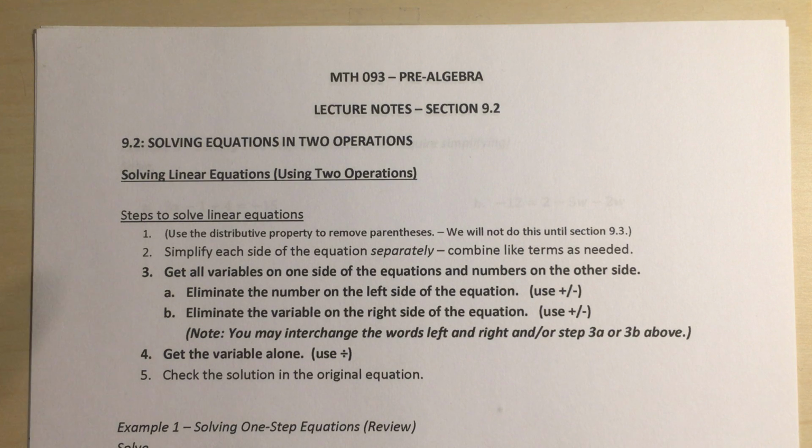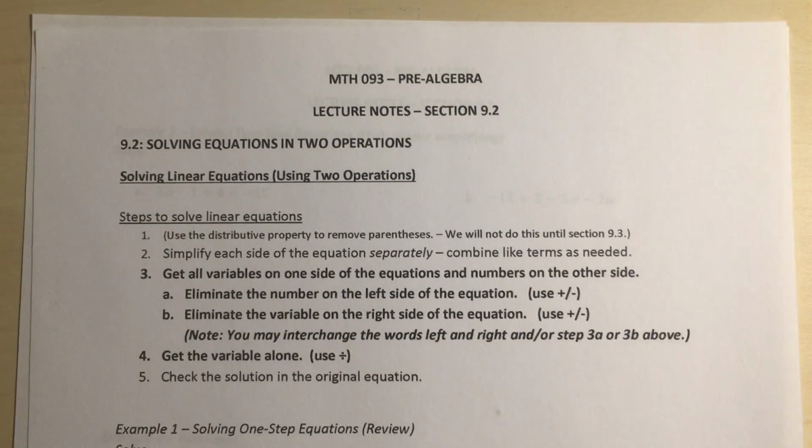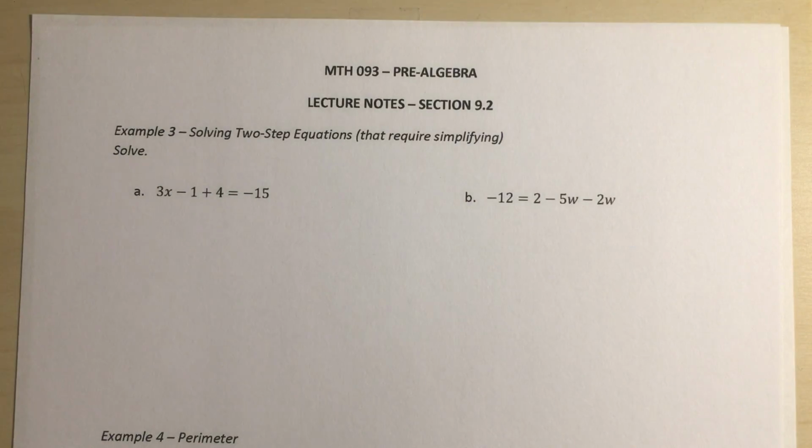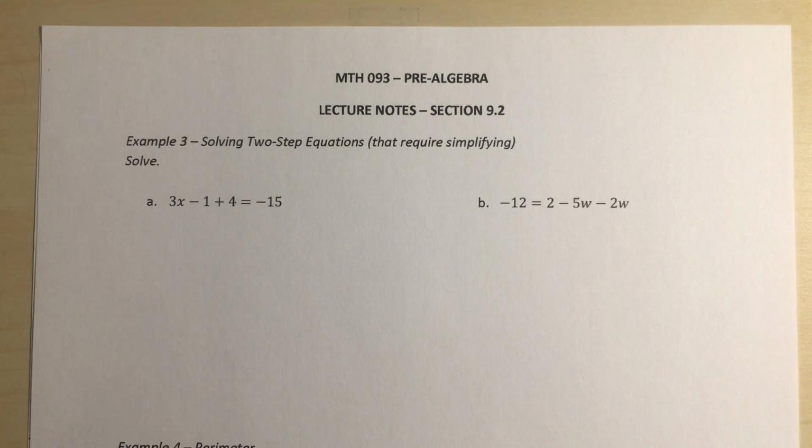Notice that under step 2, simplify each side of the equation separately. Combine like terms as needed. I want to mention this step because this is what we are going to do in our next couple of examples, starting with example 3. In example 3, we're still solving two-step equations, but they're going to require a little bit of simplifying as we go through our process.